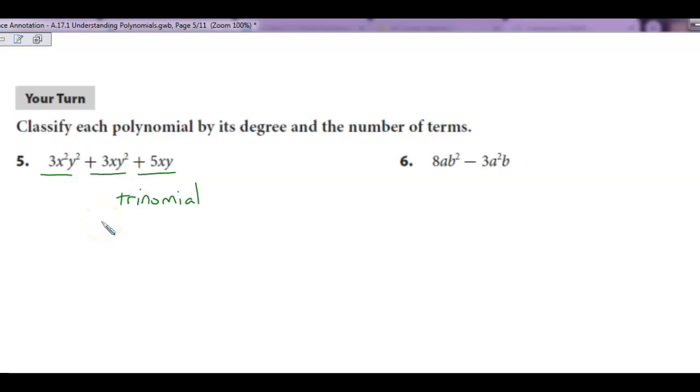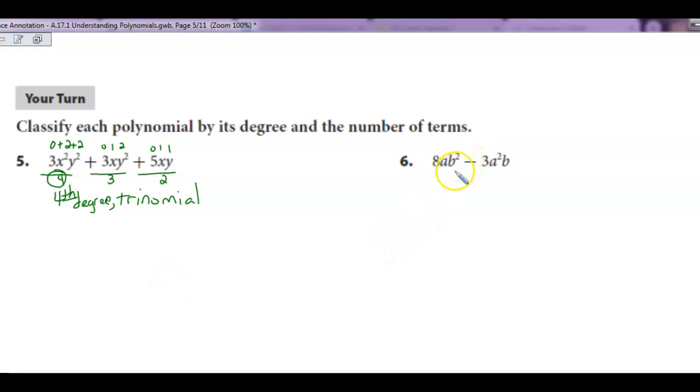Now I'm going to take a look at the exponents. I have 0 plus 2 plus 2. That equals 4. I'm just going to put a little 4 underneath there. And then I have 0 plus 1 plus 2, which is 3. And then I have 5, which is 0, 1. 1 plus 1 is 2. So the highest or the greatest degree is 4. So it's the 4th degree trinomial.